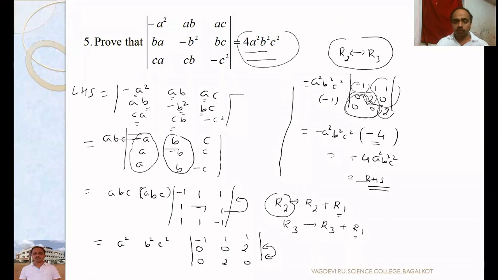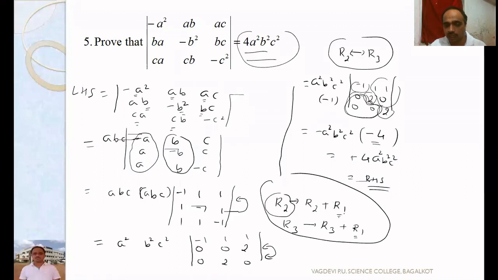It's very simple. You have to concentrate. First, I have taken a, b, c common from the first, second, third row. Then again, I have taken a, b, c common from the first, second, third column. Then I have applied these two operations: R2 changes to R2 plus R1, R3 changes to R3 plus R1. These are the important steps here. I am changing R3 and R2 by using R1, so R1 remains as it is. And in the last step, R2 and R3 are interchanged.